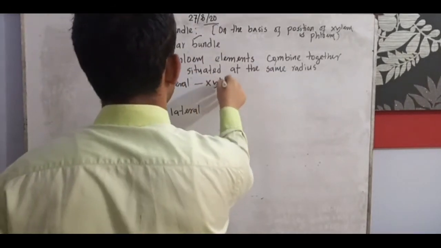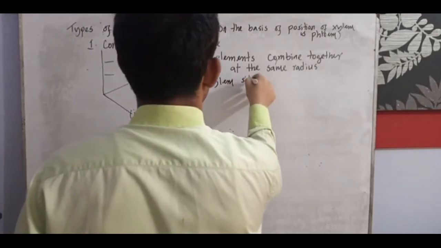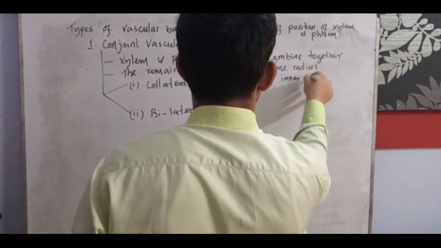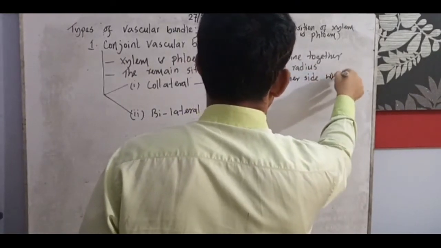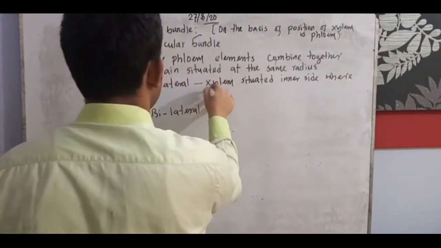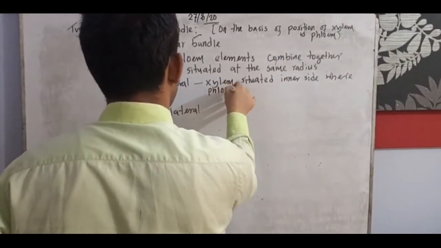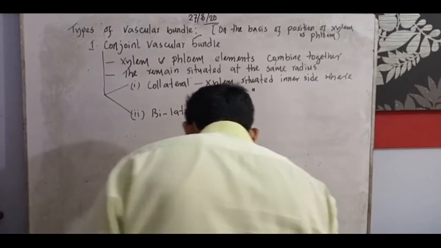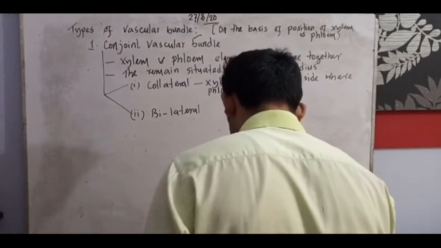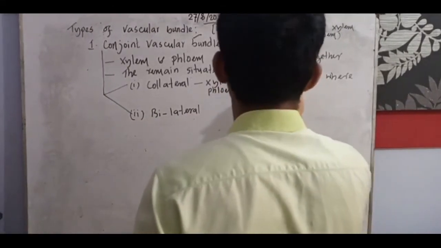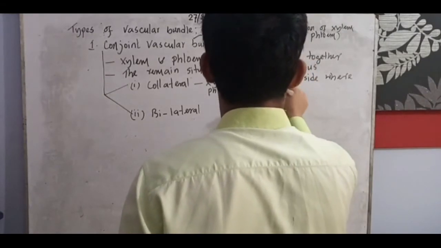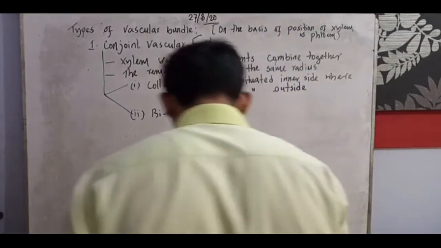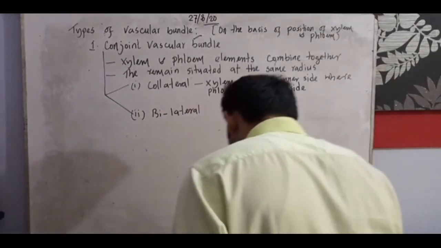Xylem is situated on the inner side, where phloem is situated outside, with the same radius.